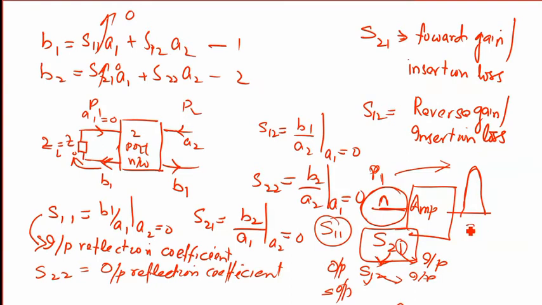ठीक है जी. Similarly, S22 क्या चीज है? अगर हमारे पास पोर्ट 2 पे रिफ्लेक्शन हो, इनपुट पावर आ रहा हो, उसकी वजह से रिफ्लेक्शन हो, देन इट इज कॉल्ड एन आउटपुट रिफ्लेक्शन कोएफिशिएंट. ठीक है जी, इसको अभी ये मजीद क्लियर करवाते हैं.